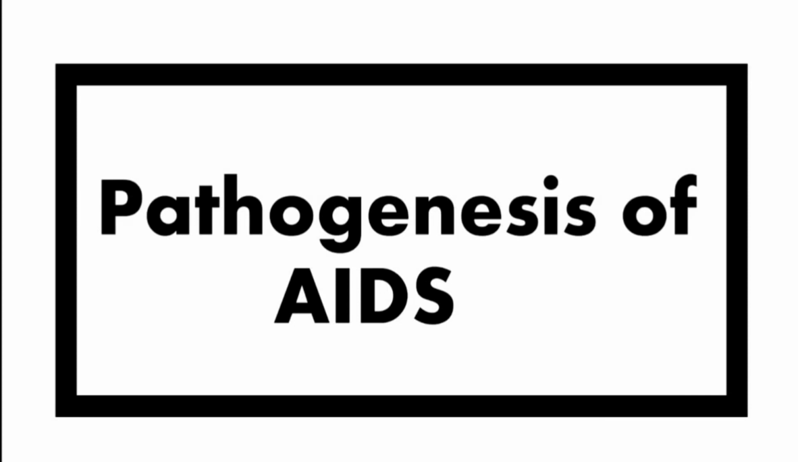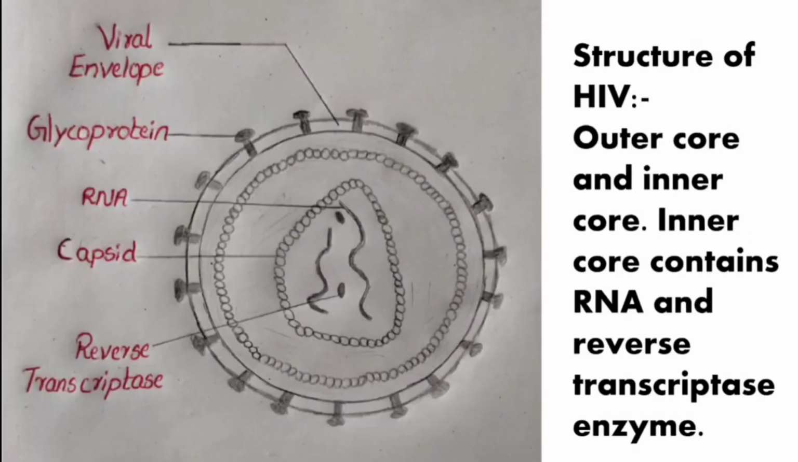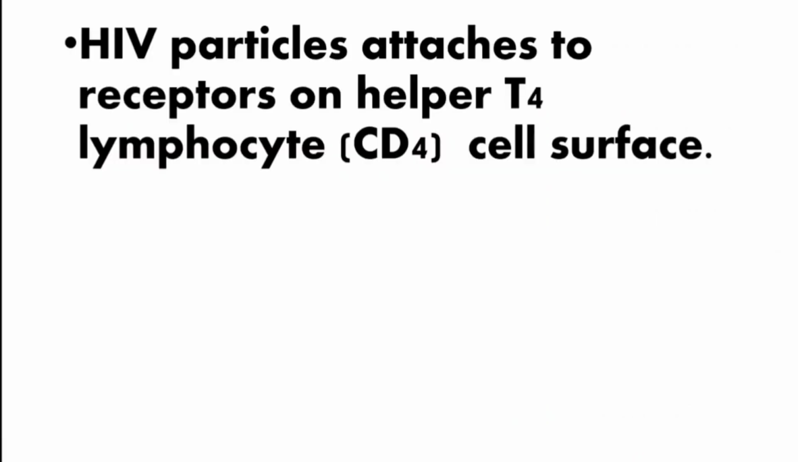Pathogenesis of AIDS, acquired immunodeficiency syndrome. Most of you know that AIDS is caused by a virus called HIV, human immunodeficiency virus. This HIV virus has an outer core and an inner core. The outer core contains glycoproteins and the inner core contains the genetic part of the virus, that is RNA, and the enzyme called reverse transcriptase.